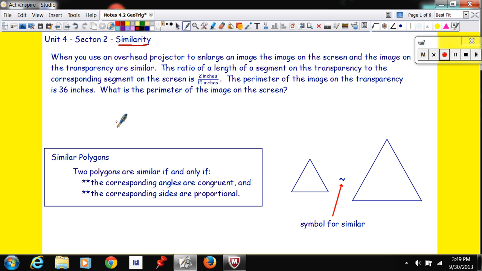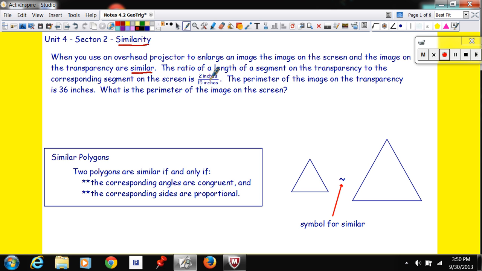This is when you use an overhead projector to enlarge an image. The image on the screen and the image on the transparency are similar. So basically even when I use my projector in class, when I use my Promethean board, these images get projected up onto the Promethean board. They're the same shape, they're just bigger on the slide so you guys can see them better. That's what a transparency does. It takes a small image on a small transparency paper and makes it really big up on the screen.